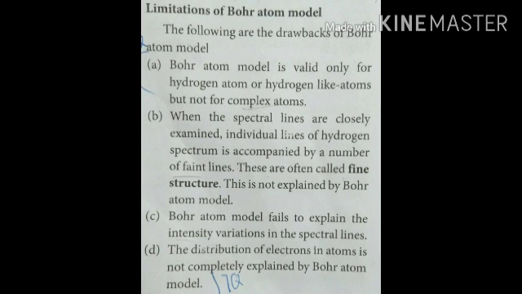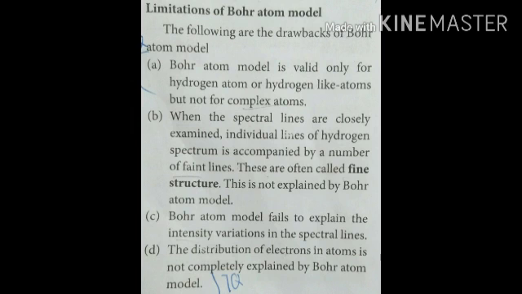Next one, when we look closely at the spectral series, the individual lines of the hydrogen spectrum are accompanied by a number of faint lines. These faint lines are called the fine structure. Such a fine structure is not explained by the Bohr atom model. Third, the Bohr atom model fails to explain the intensity variations in the spectral series.